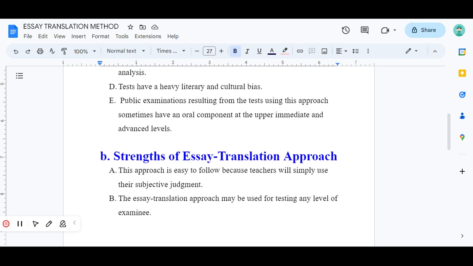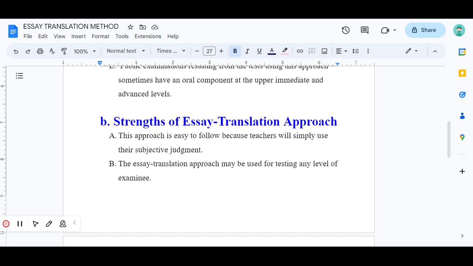All right, so the strengths of the essay translation approach: this approach is easy to follow because teachers will simply use their subjective judgment. They're going to just give their own sentences, because most of the teachers who follow approaches like the essay translation approach are also non-native speakers, and their first language is also not English. That is why this is known as a traditional approach of English language teaching.